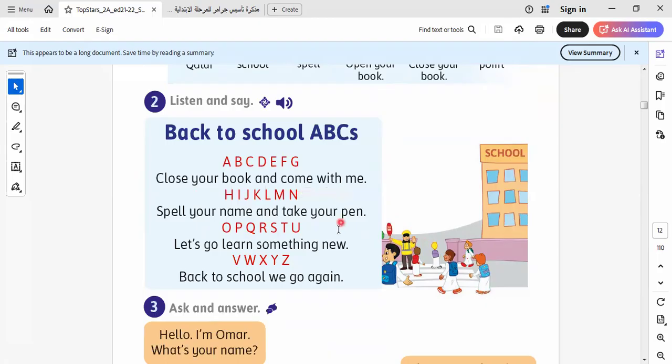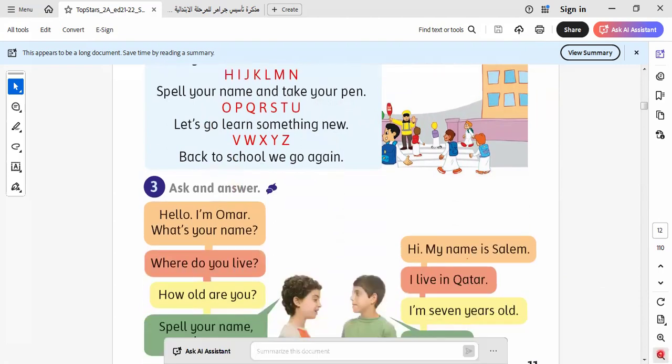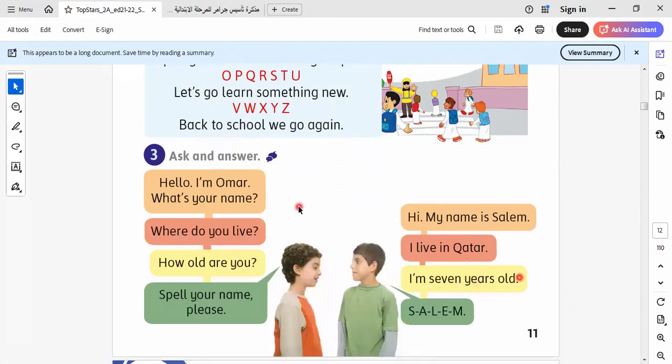Close your book and come with me. Spell your name and take your pen. Let's go learn something new. I would like to say that "let's" must be followed by the infinitive form. This is a rule that must be known. Back to school we go again. Here is a conversation. Let's read it together.